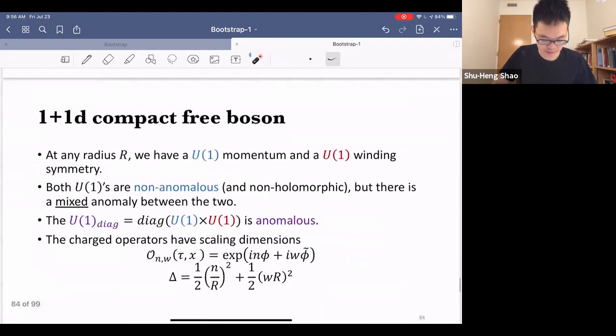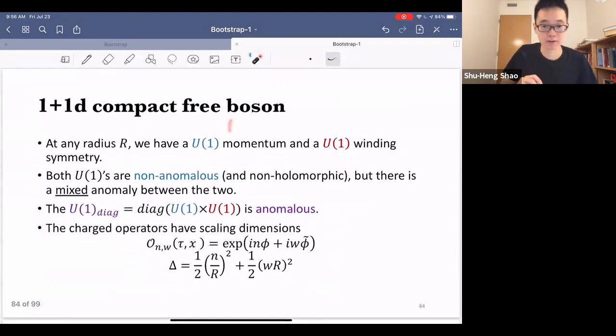And the reason is very simple. Let's just look at the compact boson example that we have been discussing all along. At any radius R, there's a U1 momentum and a U1 winding symmetry of the free boson CFT. And there's a mixed anomaly between the two. But the U1 momentum itself is free of anomaly, the U1 winding itself is free of anomaly, and the scaling dimension of the operators are given by this.